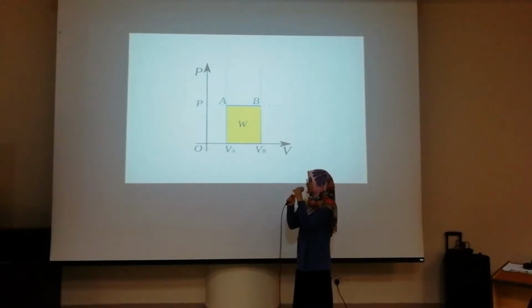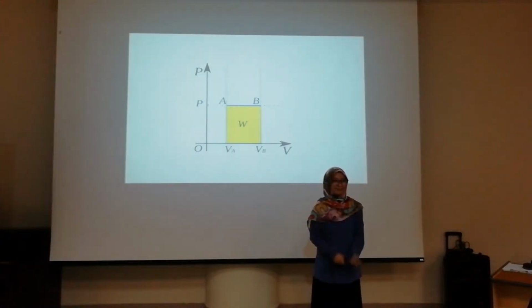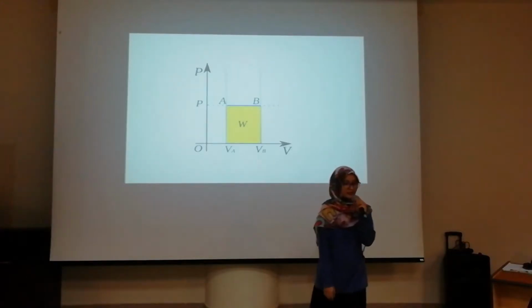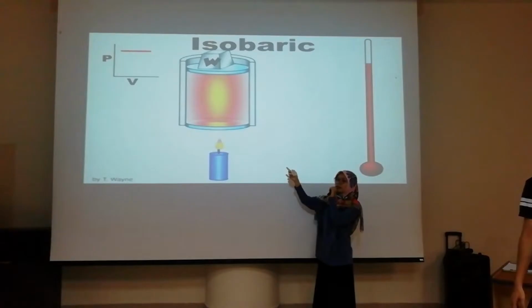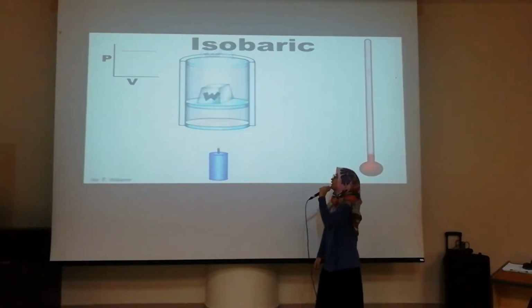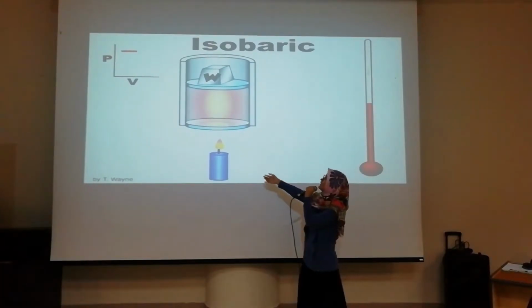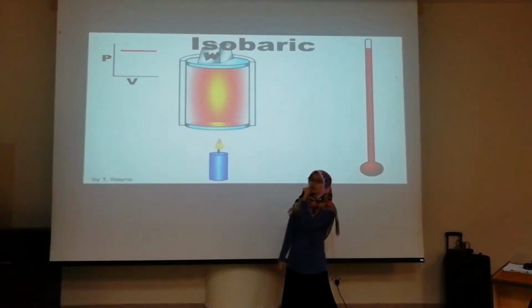For more details, you can see the simple video about the isobaric. As you can see, this is the isobaric PV diagram and also the piston that I already explained. When the piston is heated up, the pressure remains constant, but there is an increase in volume.